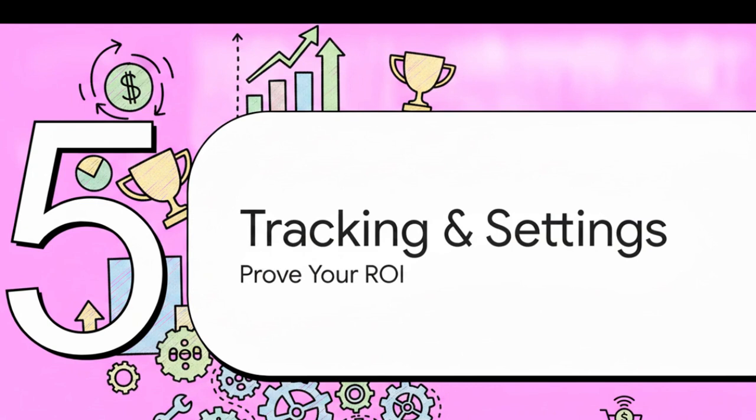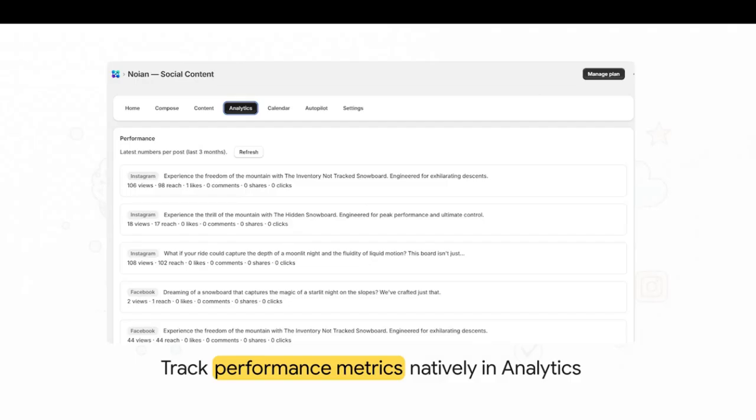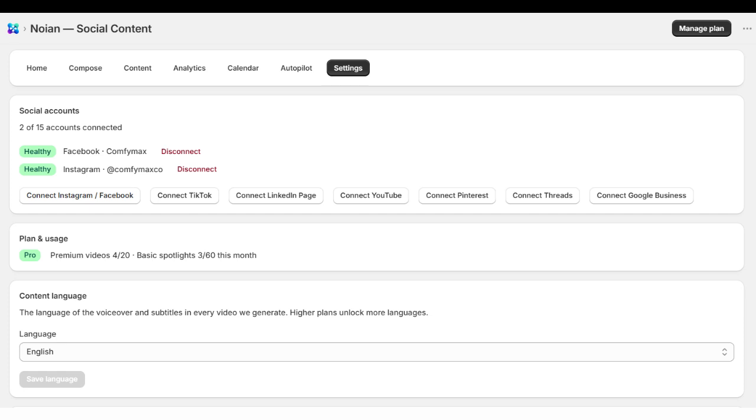Let's look at part 5, Tracking Success and Settings. Any great tool has to actually prove its worth, right? Well, the Analytics tab does exactly that. During a short demo period, the sources noted that a liquid snowboard post instantly generated over 100 views and massive reach on Instagram. You get a really clear, centralized view of your views, reach, likes, and clicks across all connected platforms, instantly proving the real-world impact of your automated content.